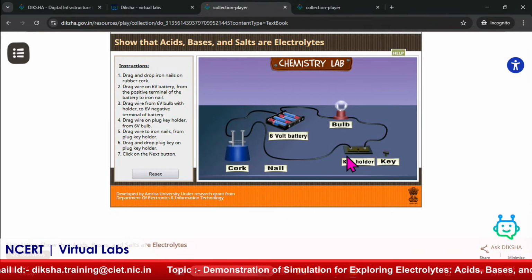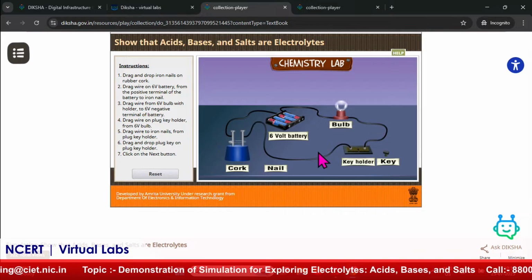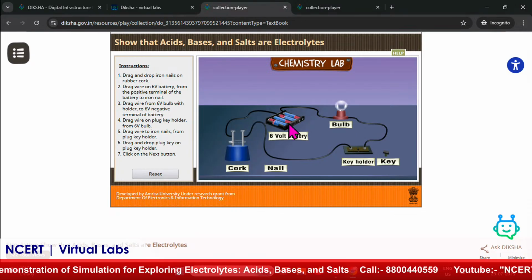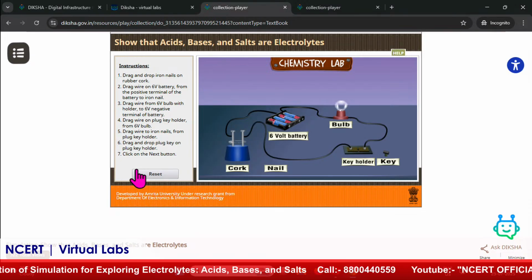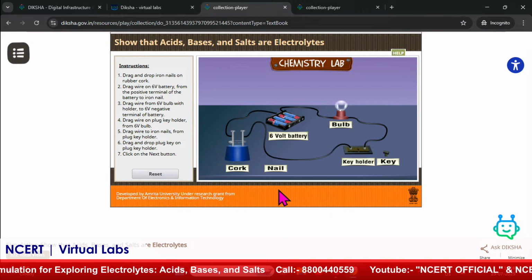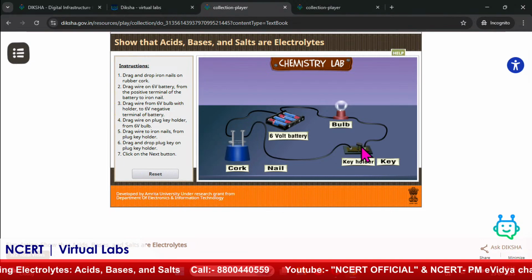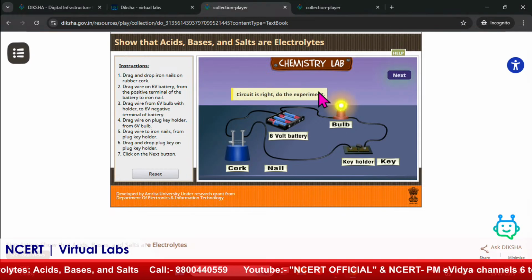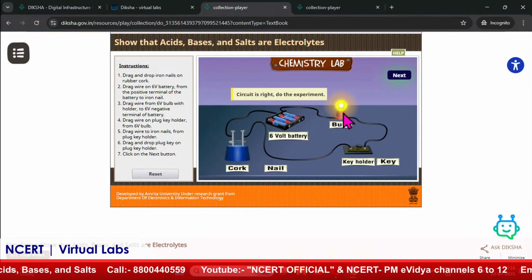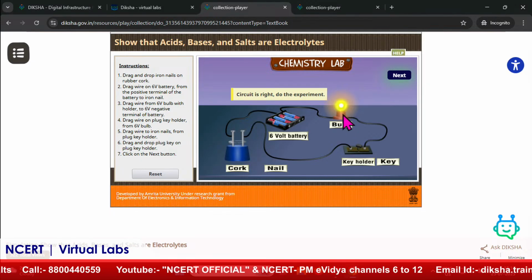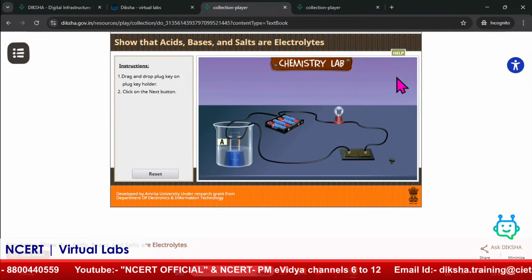Now in case we make some wrong connection here, again we can go back and reset, because when we click the reset we can go to the beginning initial page and it will start again. So I'll check whether this circuit is right or not. I'll put the key in the key holder. So here we can see that the circuit is correct because the bulb is glowing here. So now we can move to the next step. I'll click on the next tab here.